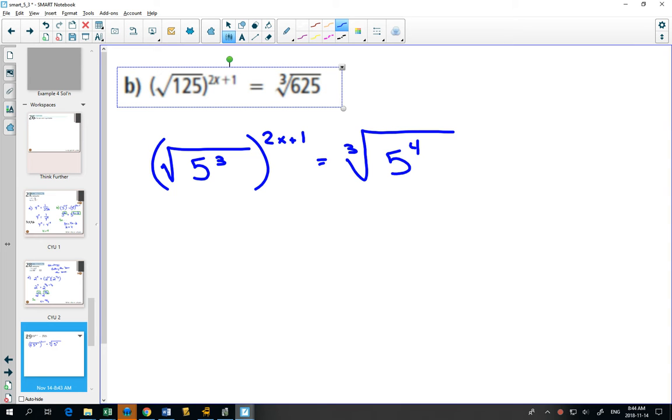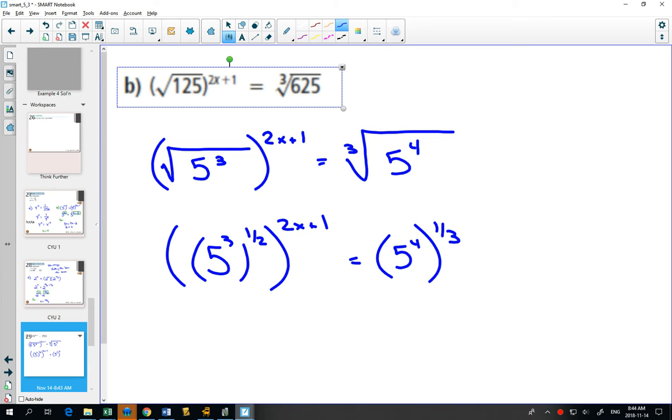What do I do with the square root? It's to the 1/2. And the cube root is 5 to the 4 to the 1/3. And if you could have gone to this right away, that would have been fine.